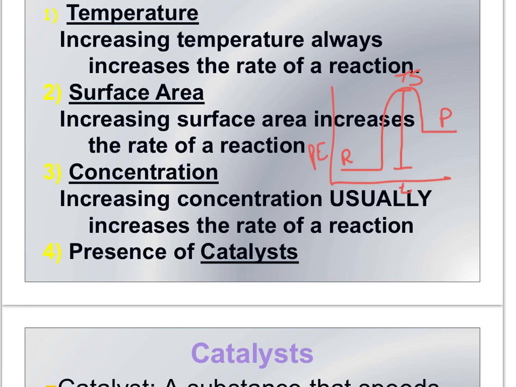And then finally, presence of a catalyst increases the reaction rate. If you look at our lab on page 16, that was part B. You take some hydrogen peroxide.